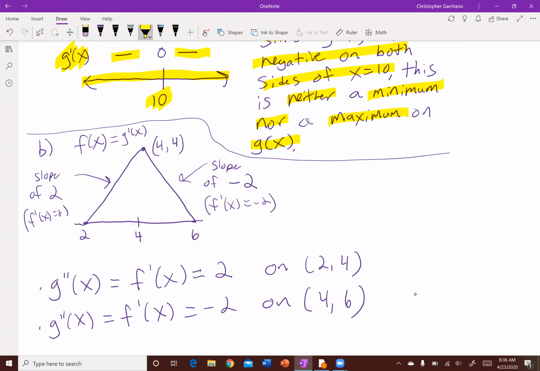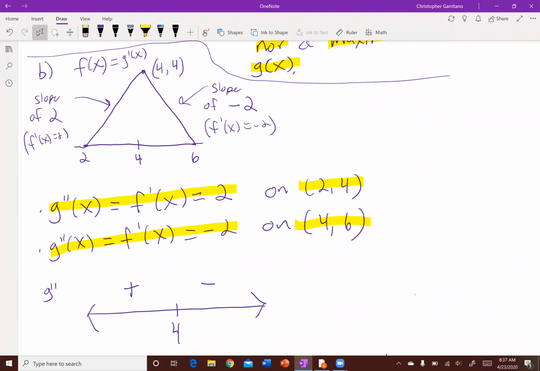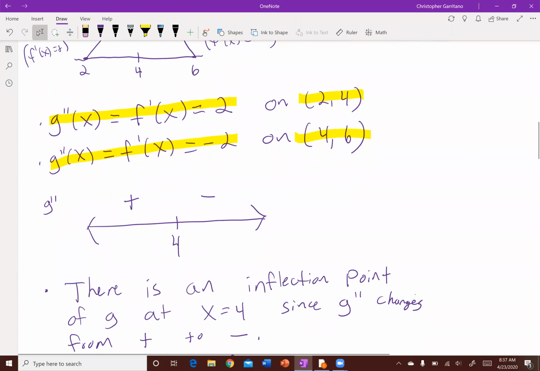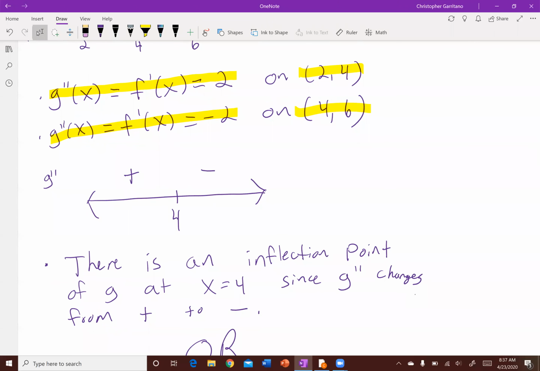So over here, that's equivalent to saying that g double prime is 2 on this interval from 2 to 4, and g double prime is negative 2 on the interval from 4 to 6. So I can argue that g double prime changes from positive to negative on either side of 4. And so I might claim that there is an inflection point of g at x equals 4 since g double prime changes from positive to negative.